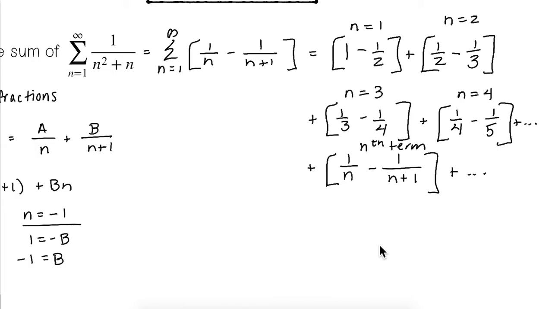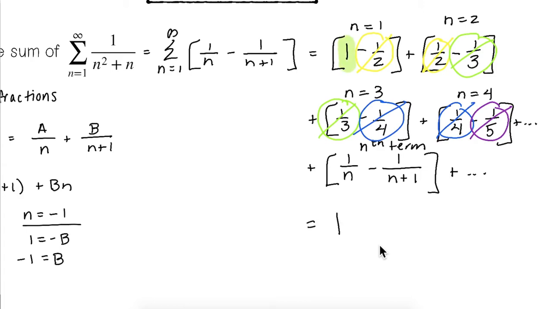Now, if we look back at the terms that we wrote, look, I have a negative 1/2 and a positive 1/2, so those are going to cancel out. I have a negative 1/3 and a positive 1/3, so those go away. Negative 1/4, positive 1/4, negative 1/5, and then the next term would have had a positive 1/5. So all of these terms are going to cancel out, which means that we're just going to be left with 1. That's the only thing that's left here that's not going to be canceled out.